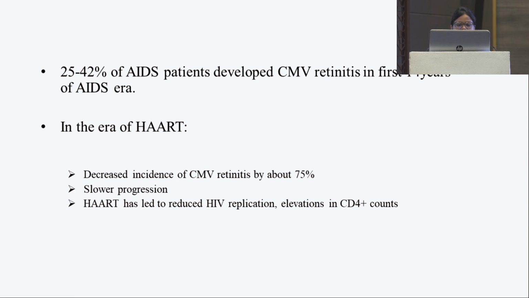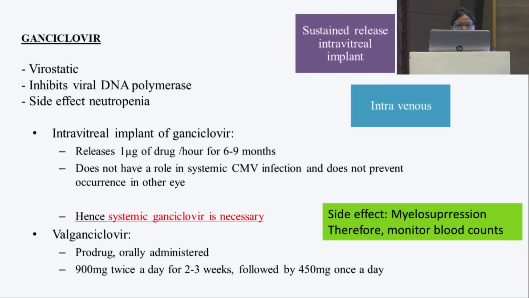In the pre-HAART era, the incidence of CMV retinitis was 25 to 42%, but after HAART therapy, the incidence decreased by 75%. It also led to slower progression of the retinitis, and it reduced the HIV viral replication.